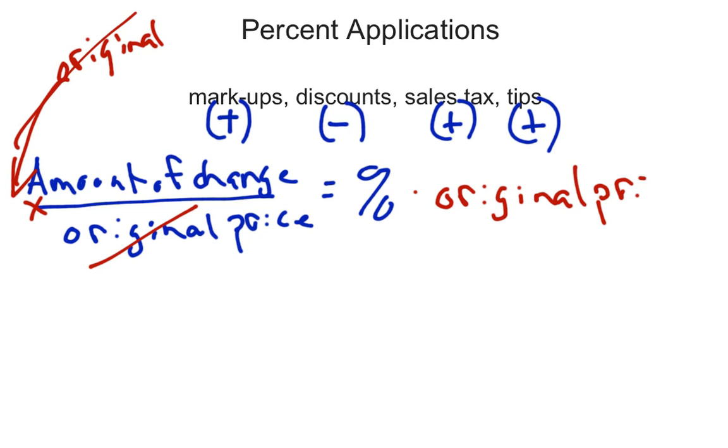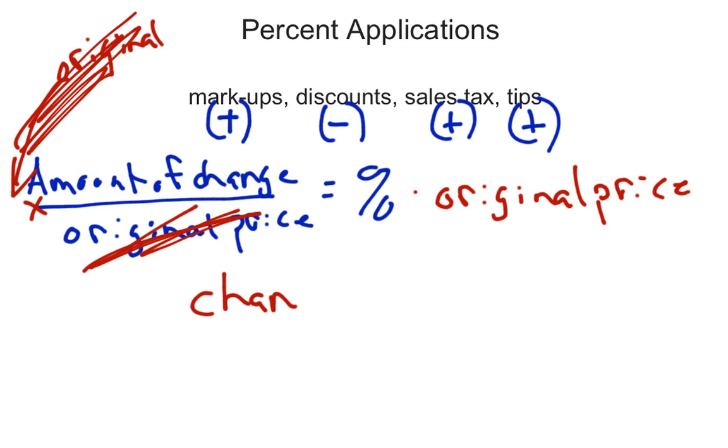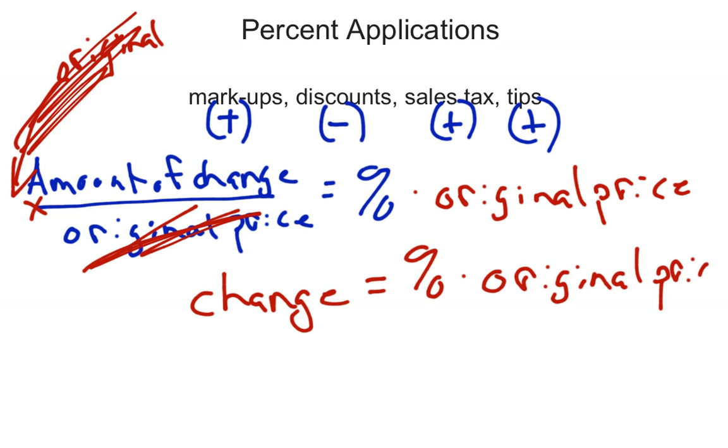Okay, and what you end up getting, and I want to rewrite this because this is going to be one of our important equations that we're going to use today, is look what we have left here. If this original price that we multiplied by canceled out this original price, what we're left with here is the amount of change. All right, so that's how much did it go up or how much did it go down is going to equal our percent times the original price. Okay, so that's one equation that we're going to use very heavily today. Change equals your percent times the original price. Okay, and then there's one other thing. So let's just say that we don't know what the change was.